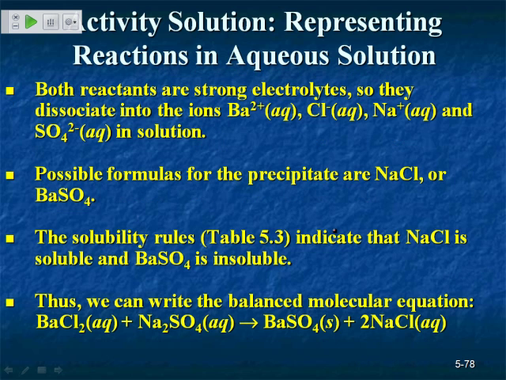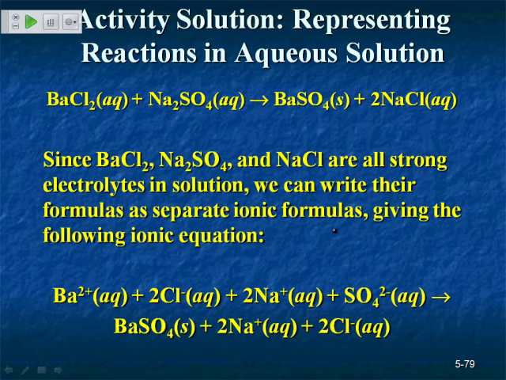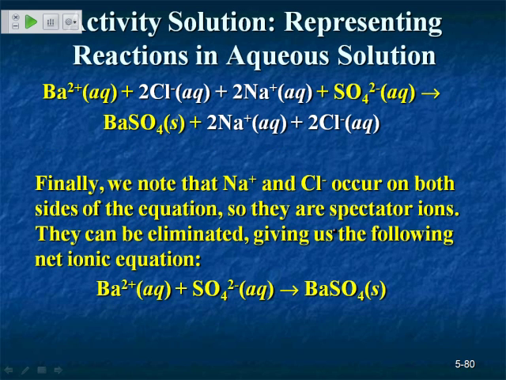Okay. So the PowerPoint is explaining exactly what we have done: identifying the reactants and their ions, possible formulas of the products, solubility rules indicating that BaSO4 is a solid and NaCl is soluble. Therefore, we have the complete balanced molecular equation. Once you get that, all the strong electrolytes, the aqueous species, we split them. So we have the ionic equation. Identifying the spectator ions, Cl- and Na+, and eliminating them, we have the net ionic equation.